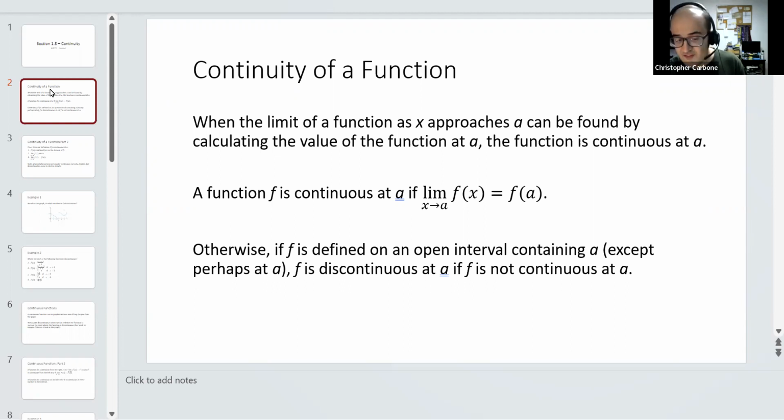Otherwise, if f is defined in an open interval containing a, except perhaps at the value of a, then our function f is discontinuous at a if f is not continuous at a. So something, for example, such as a jump or a break in the graph would cause that. A jump or a break.